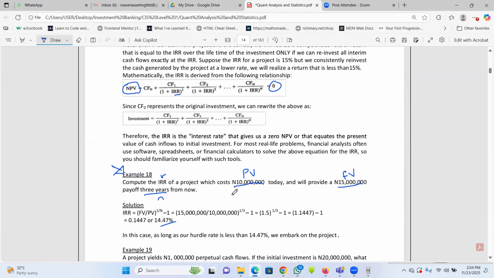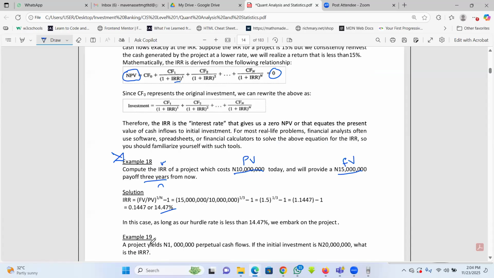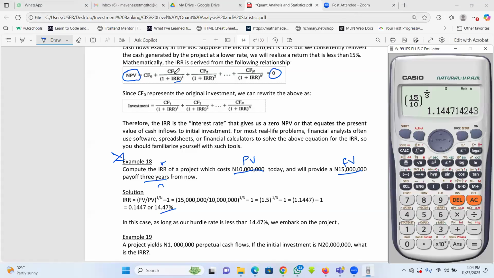Now, looking at this question here, a project yields 1 million perpetual cash flows and the initial investment is 20 million. Okay. What is the IRR? So what do we do?